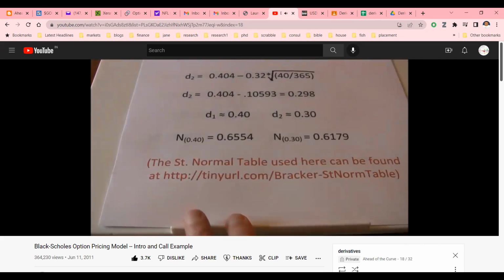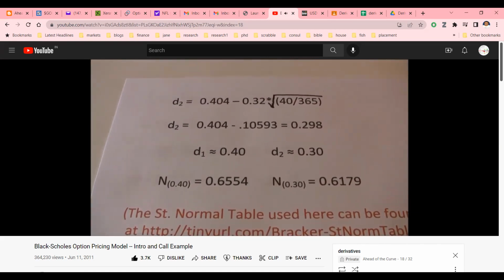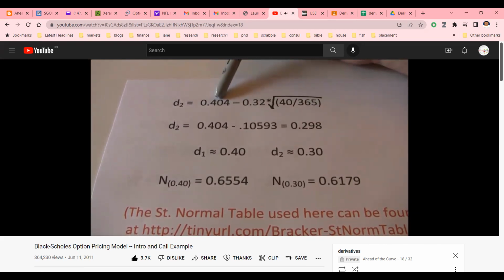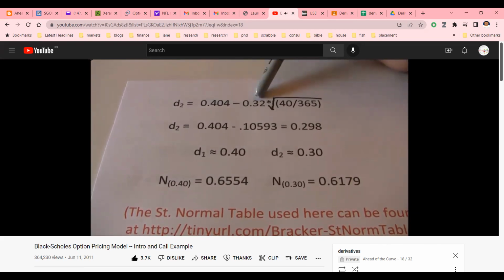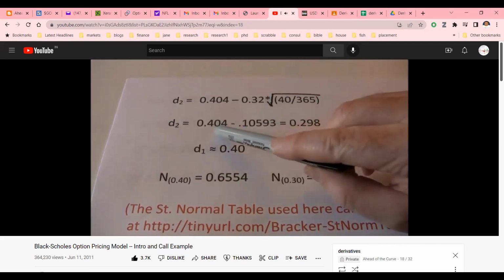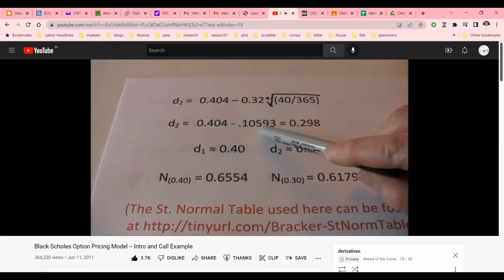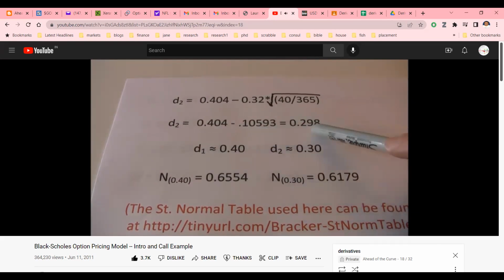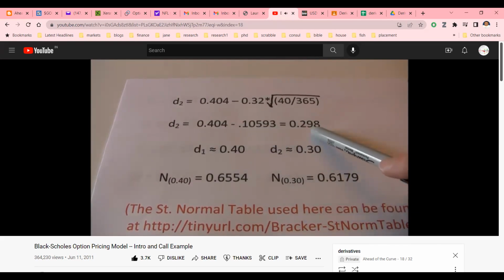Now we need D2. D2, remember, was our much simpler formula, just D1 minus the standard deviation times the square root of time. So we've got D1 here, what we solved for in the last page, minus the standard deviation times the square root of time. Again, just go through the calculations. 0.404 minus 0.10593 gives us 0.298. Now we're going to have to look these values up under a standard normal distribution table.